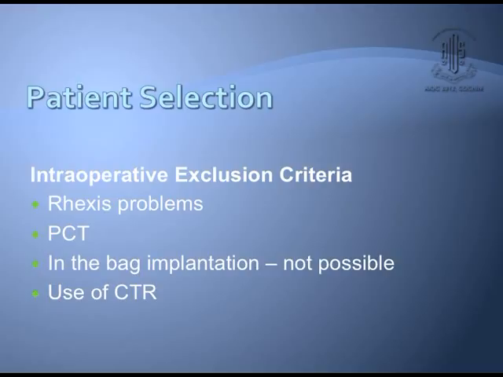If your rhexis has gone out and your rhexis is broken, then the effect of the accommodative lens will be lost. So you have to abort the procedure at this junction, and all of this should be conveyed to the patient during counseling. Posterior capsular tear: if in-the-bag implantation is not possible, or if you have used a CTR, because the CTR stretches the bag, the effect of the accommodative lens will not be there.